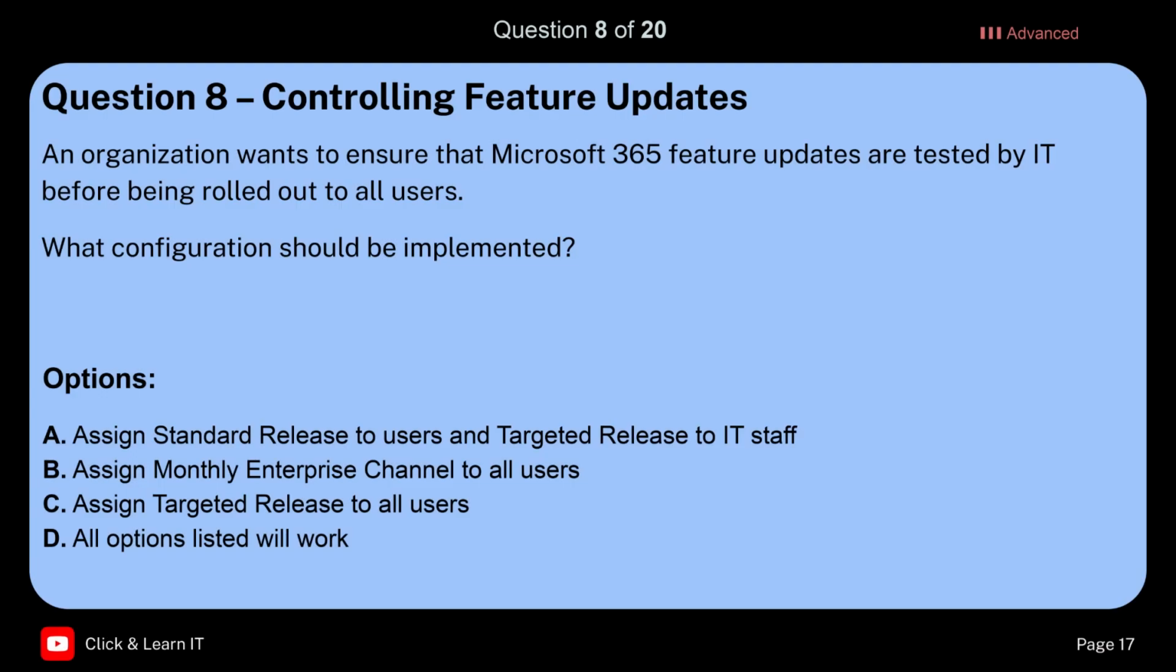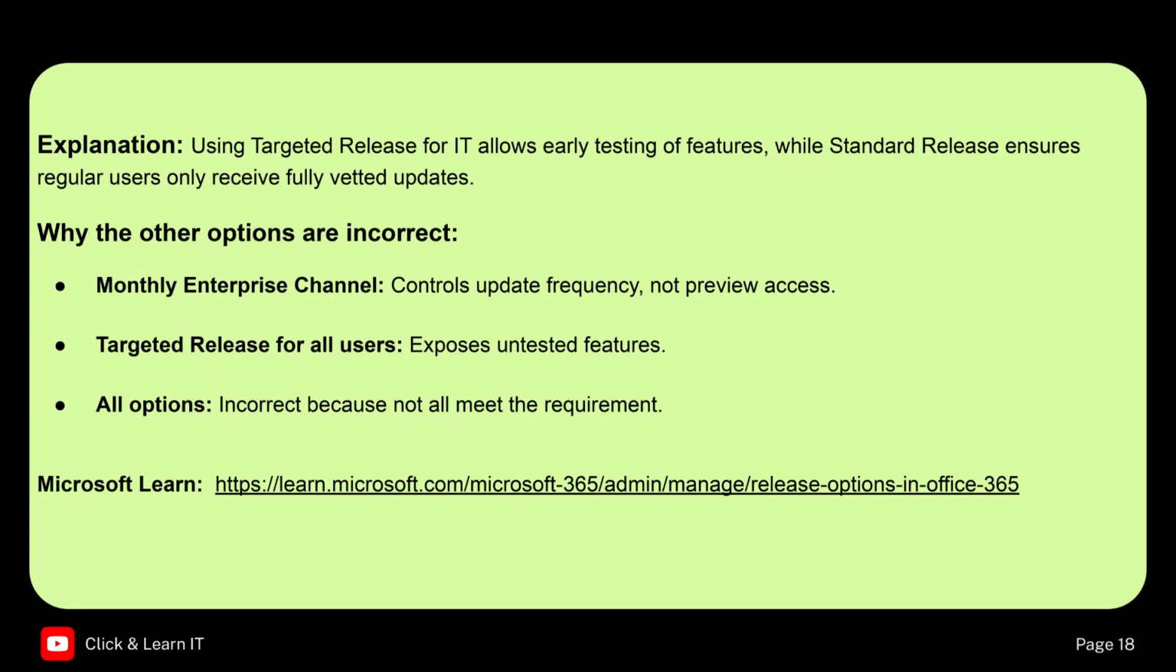Question 8. An organization needs Microsoft 365 feature updates to be tested by IT before being rolled out to all users. What configuration should be implemented? The correct answer is A. Assign standard release to users and targeted release to IT staff. This allows IT to test features early while general users receive fully vetted updates.